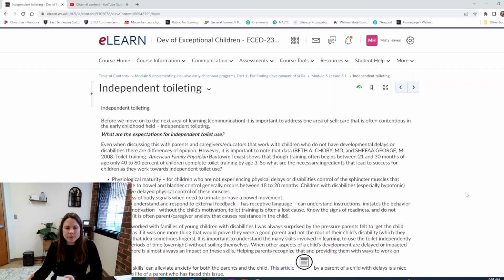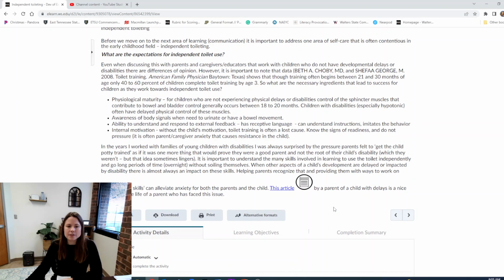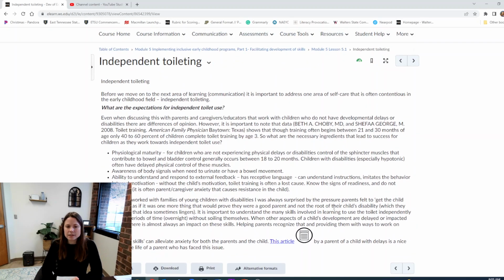One of the independent or functional skills, or adaptive skills, we're going to talk about is the expectations for independent toilet use. Okay, so remember, this is going to depend on the child's age. It's also going to depend on their disability or the needs that they might have. So all these things need to be taken into consideration. So it's going to talk about that.